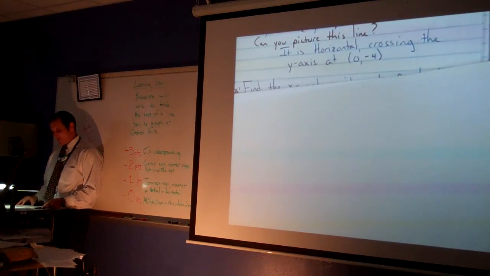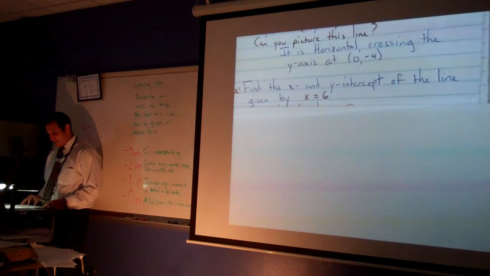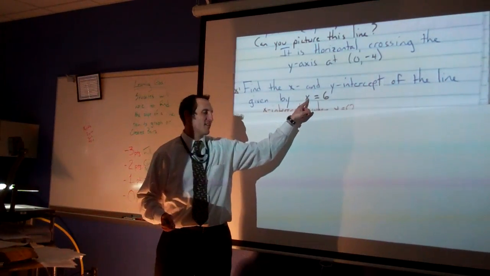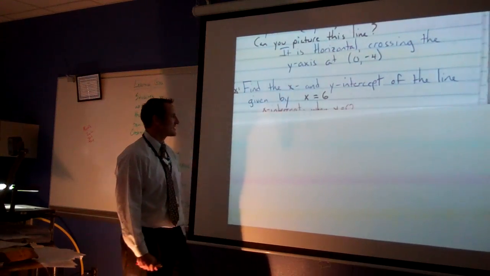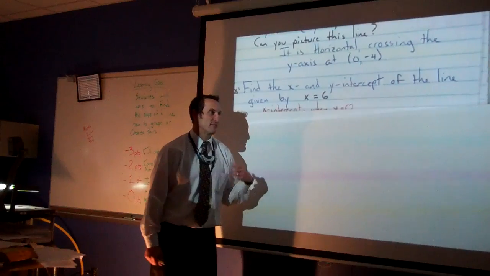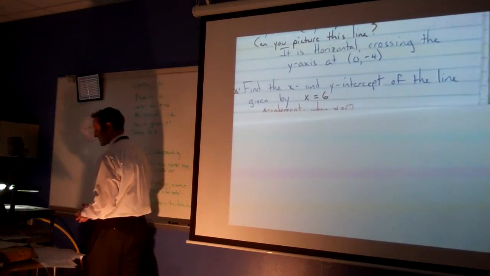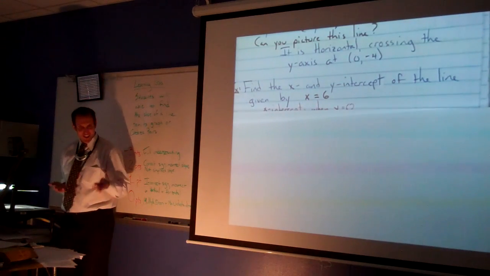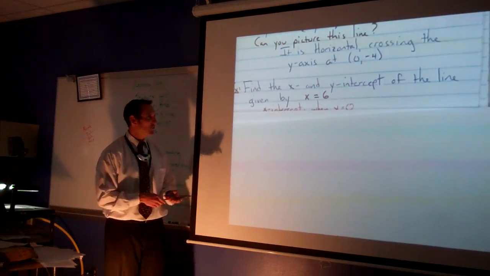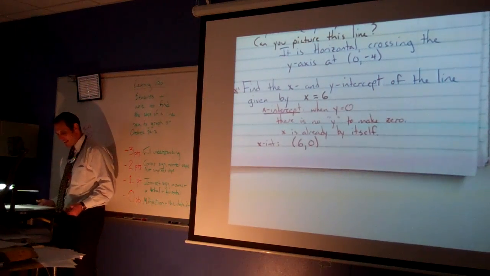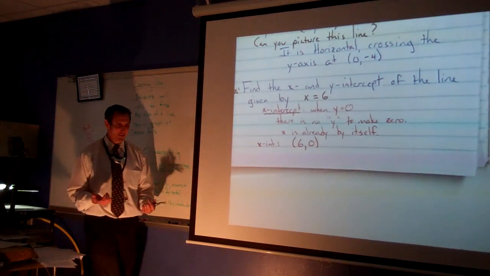Trick question. Here's another tricky question. Find the x and the y-intercept given by this equation, x equals 6. So we start with the x-intercept. Remember, by definition, the x-intercept is when y equals 0. There is no y. And if there is no y, x is already by itself, we have the x-intercept. The x-intercept is at (6, 0).